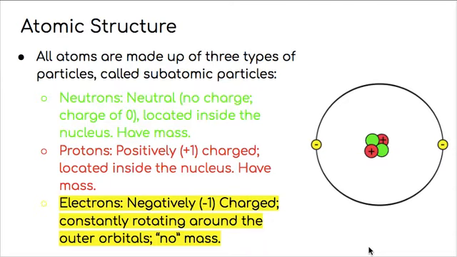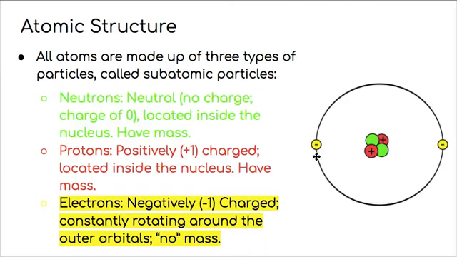Second particle we're going to talk about is protons. P for proton, P for positively, is a nice way to remember that your protons are your positively charged particles. So meaning they, represented by the red, have a charge of +1. They also are located, as you can see here in the diagram, inside the nucleus of the atom. And like the neutrons, they also have a mass that contributes to the overall mass of the atom.